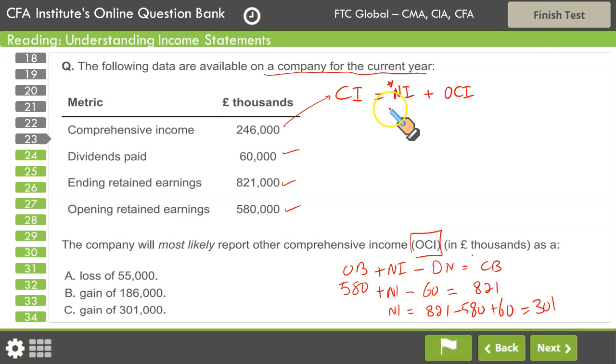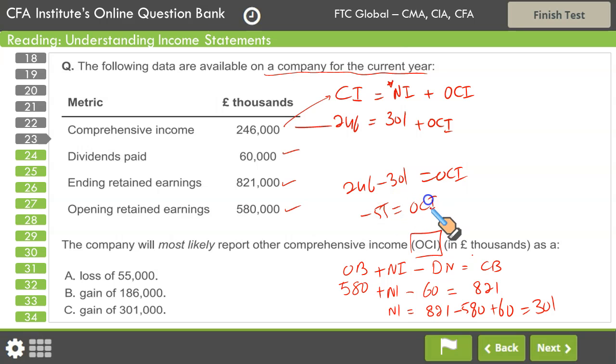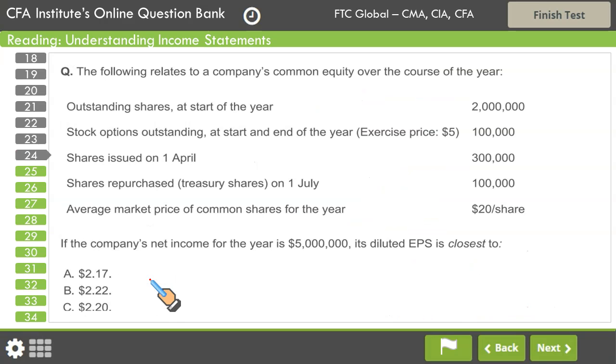It's fairly simple arithmetic. Comprehensive income is 246 and net income is 301. We just need to calculate other comprehensive income. So other comprehensive income is equal to 246 less 301, which indicates that it's going to be a negative number, negative 55. So it's not other comprehensive income, it's basically a loss of 55. A. You can do this in many ways, whichever you feel convenient. You can draw up a T account, plug in the opening and closing, and then find the unknown numbers.